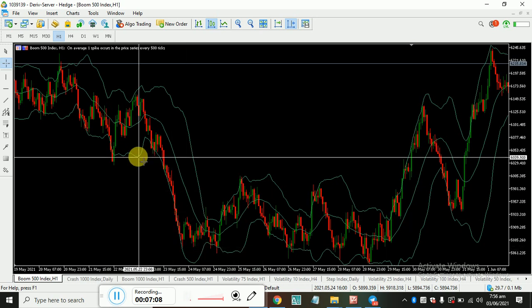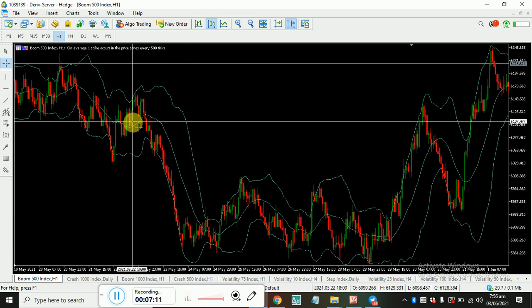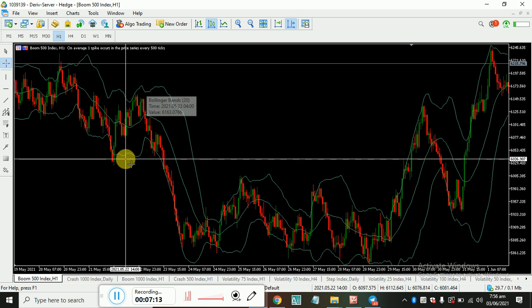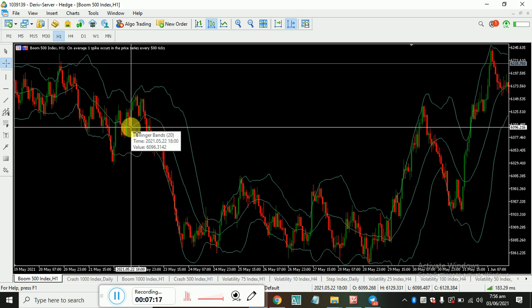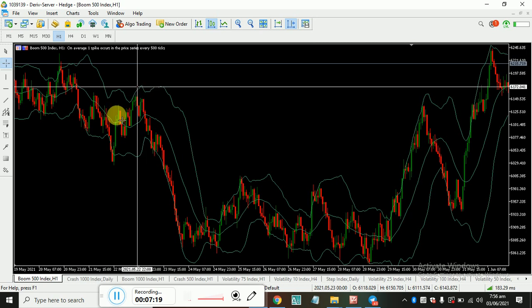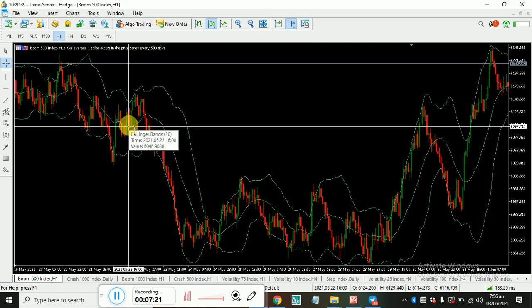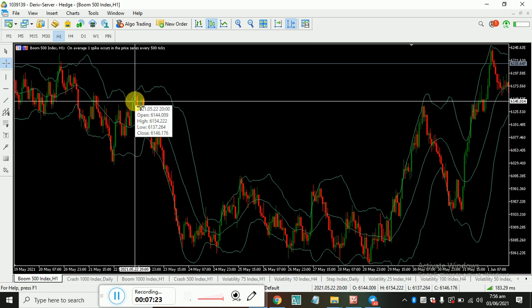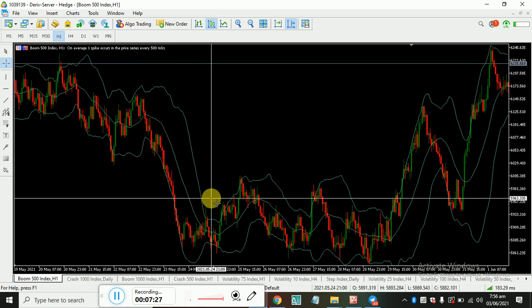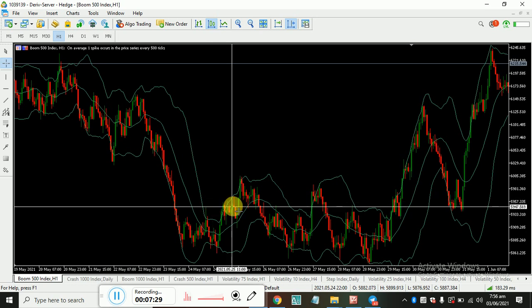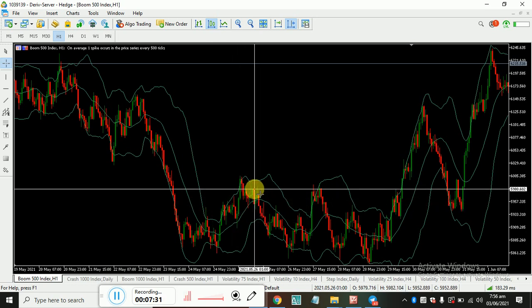close to each other. Note, in these Bollinger Bands, we have three lines, three bands. This is the lower Bollinger Band, this is the middle band, and this is the upper band. The Bollinger Band is a chart overlay indicator, meaning it displays over price.